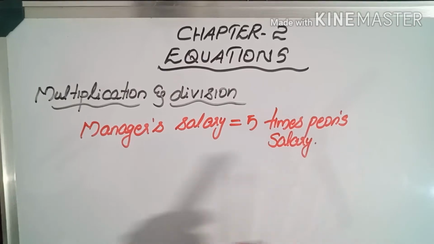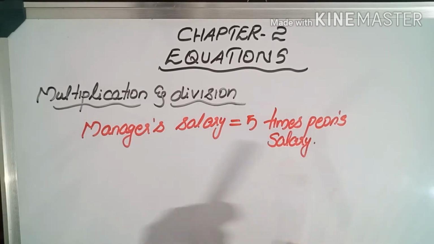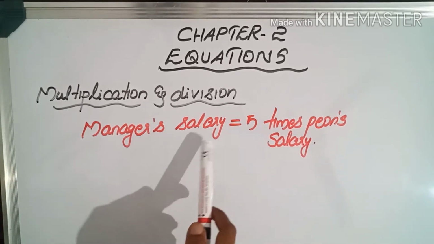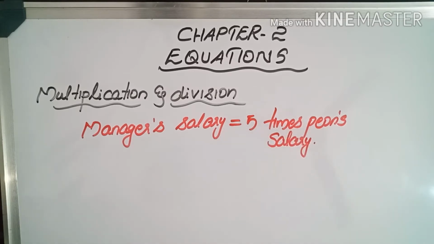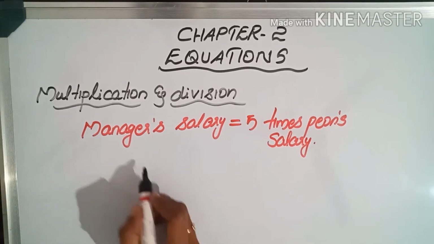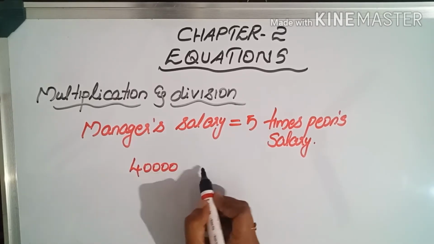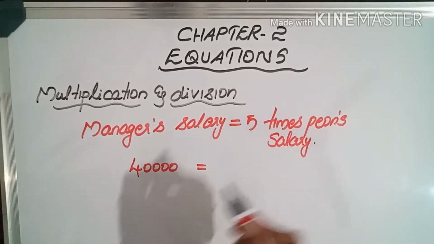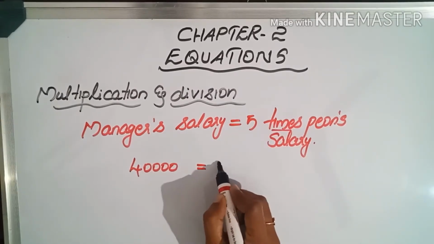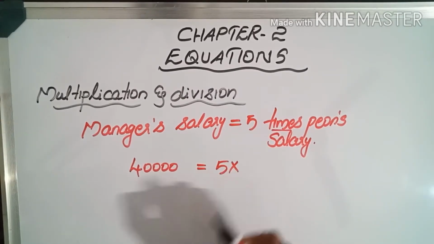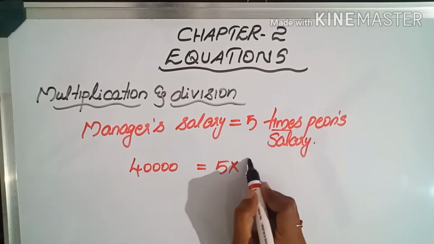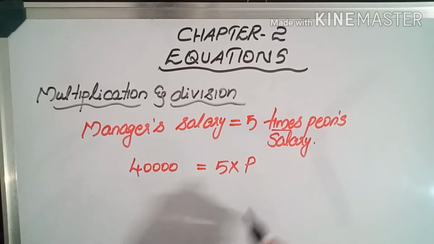We can write that statement as an equation like this: manager's salary equals 5 times peon's salary. Manager's salary is already given in the question. 40,000 is the manager's salary, so we write that here, equal to 5 times. Times means 5 into peon's salary, which we don't know. Peon's salary is what we need to find.